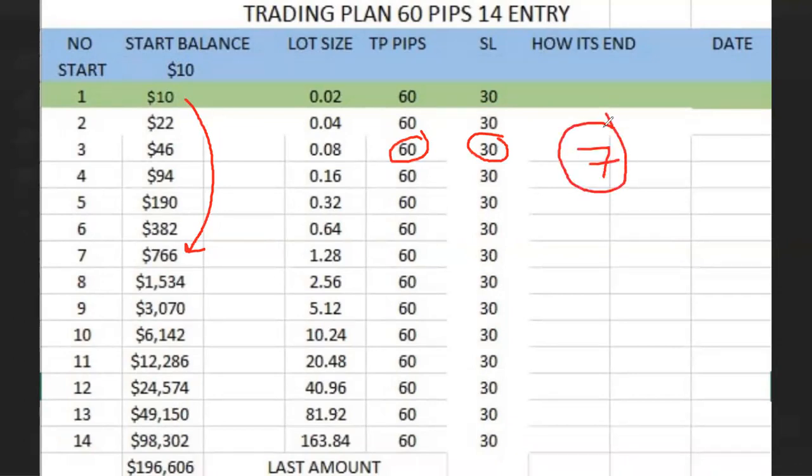For example, you stick to this: in a day you need to get 2 TPs. Just find two quality entries, execute on the market and get 60 pips twice, and then you're going to finish this $10 to $766 in about 3 days.